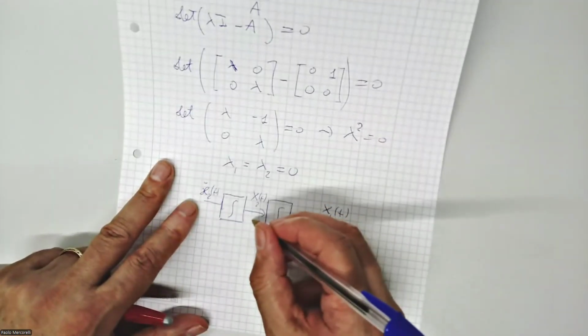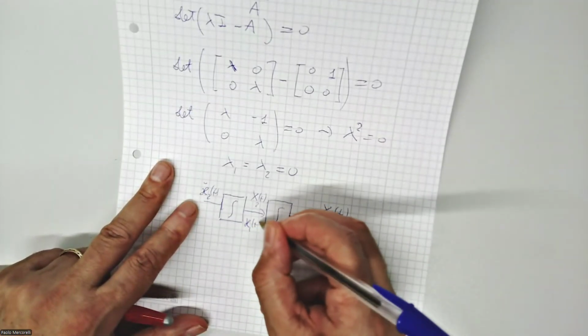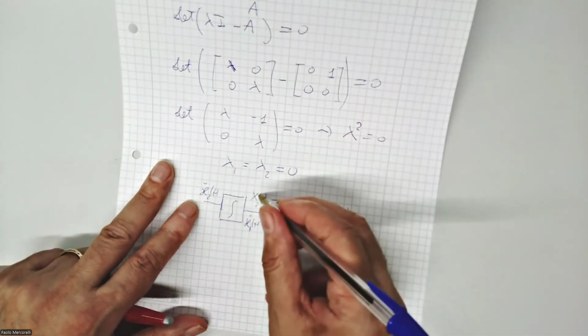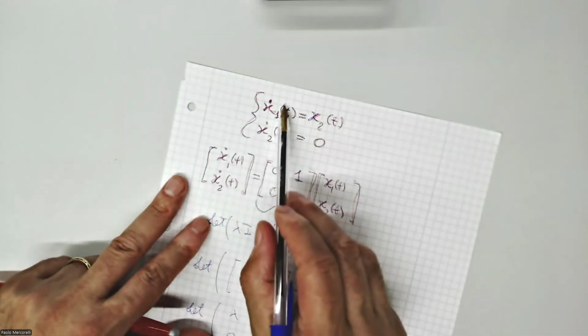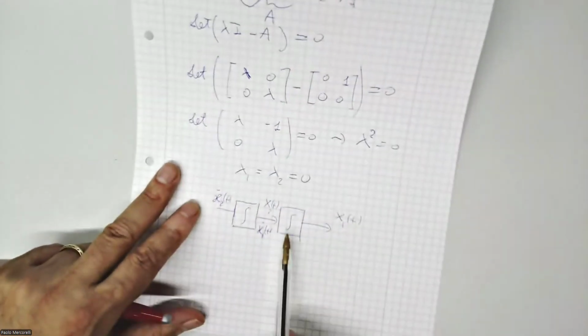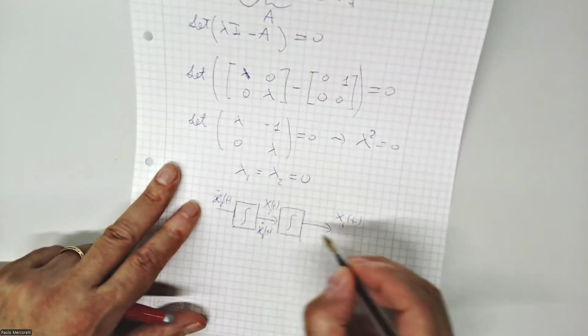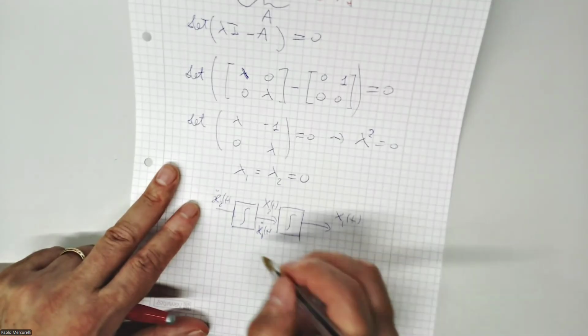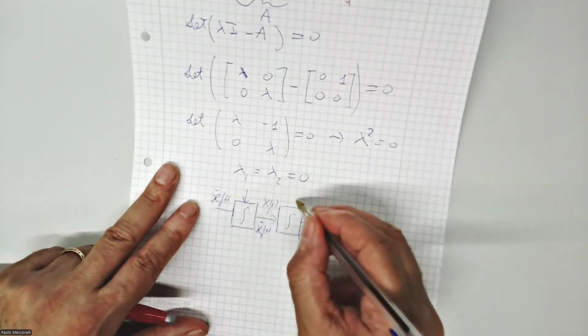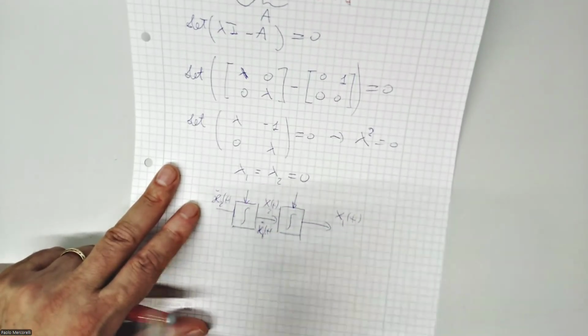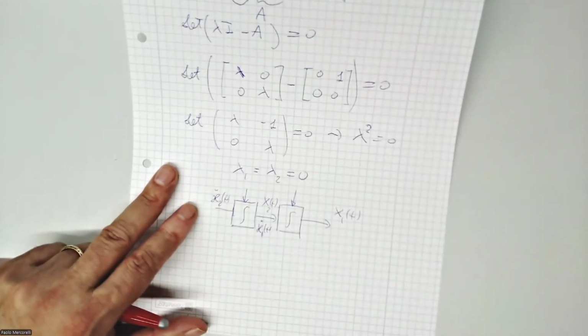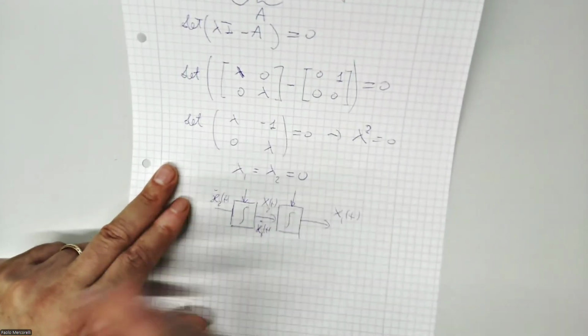No? x1 derivative equals x2. This means we have an x1 derivative. No? But you can call x2 in accordance with what is written here. The integral of the derivative is exactly the function. No? Of course, now the question is the initial conditions. Why is this unstable? Here it's 0.